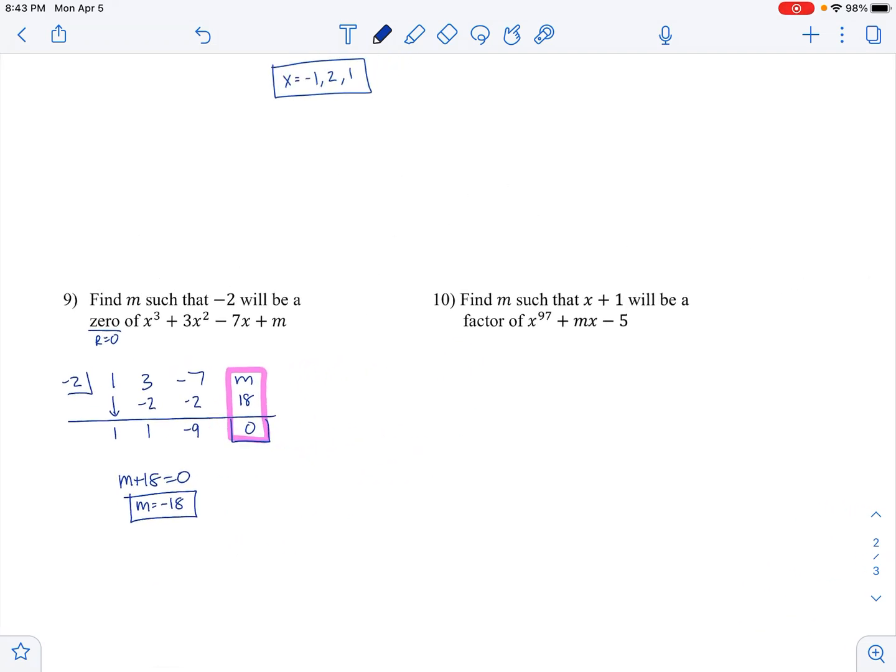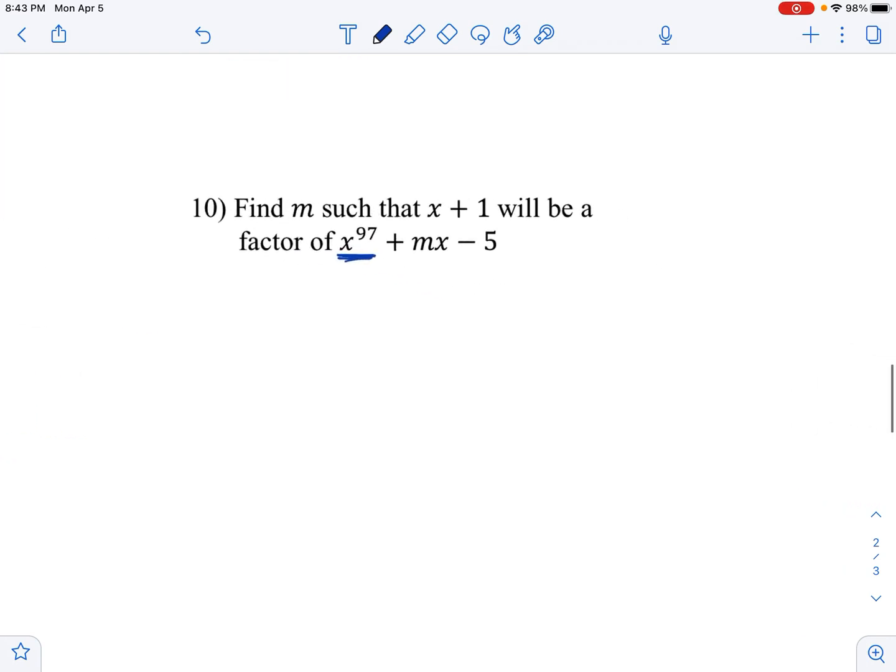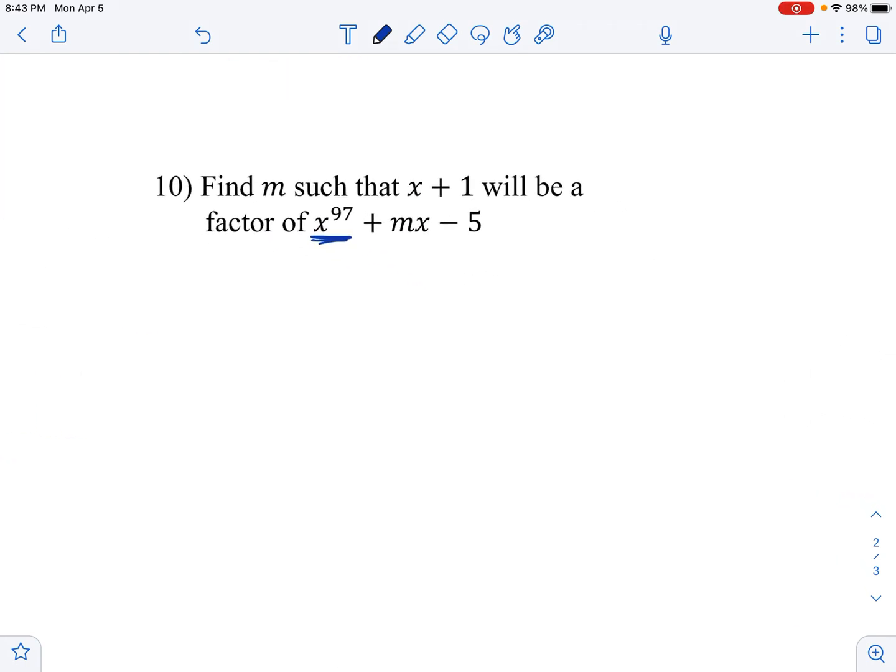All right, one last hint that I'll give you on number 10. Oh my gosh, x to the 97th. Do not use synthetic division. It takes way too long. We're going to use the factor theorem. If this is a factor, that means that -1 is going to be a root.